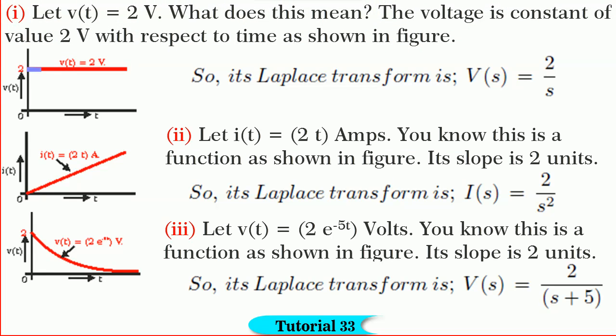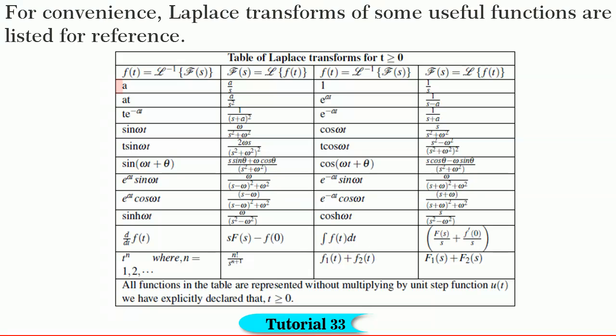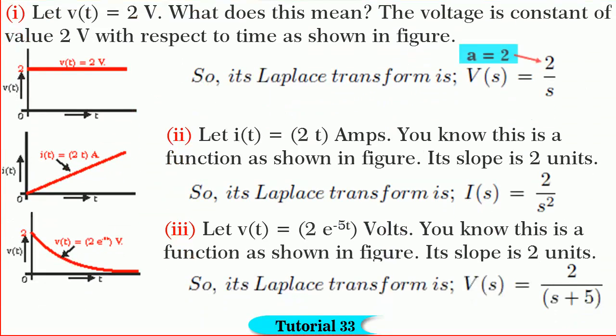The voltage v(t) is equal to 2 and is constant with respect to time as shown in figure. So, its Laplace transform is capital V(s) equal to 2 divided by s. How did we get this? If you refer to the table, you find that the Laplace transform of f(t) equal to a is capital F(s) equal to a by s. Here a is equal to 2.